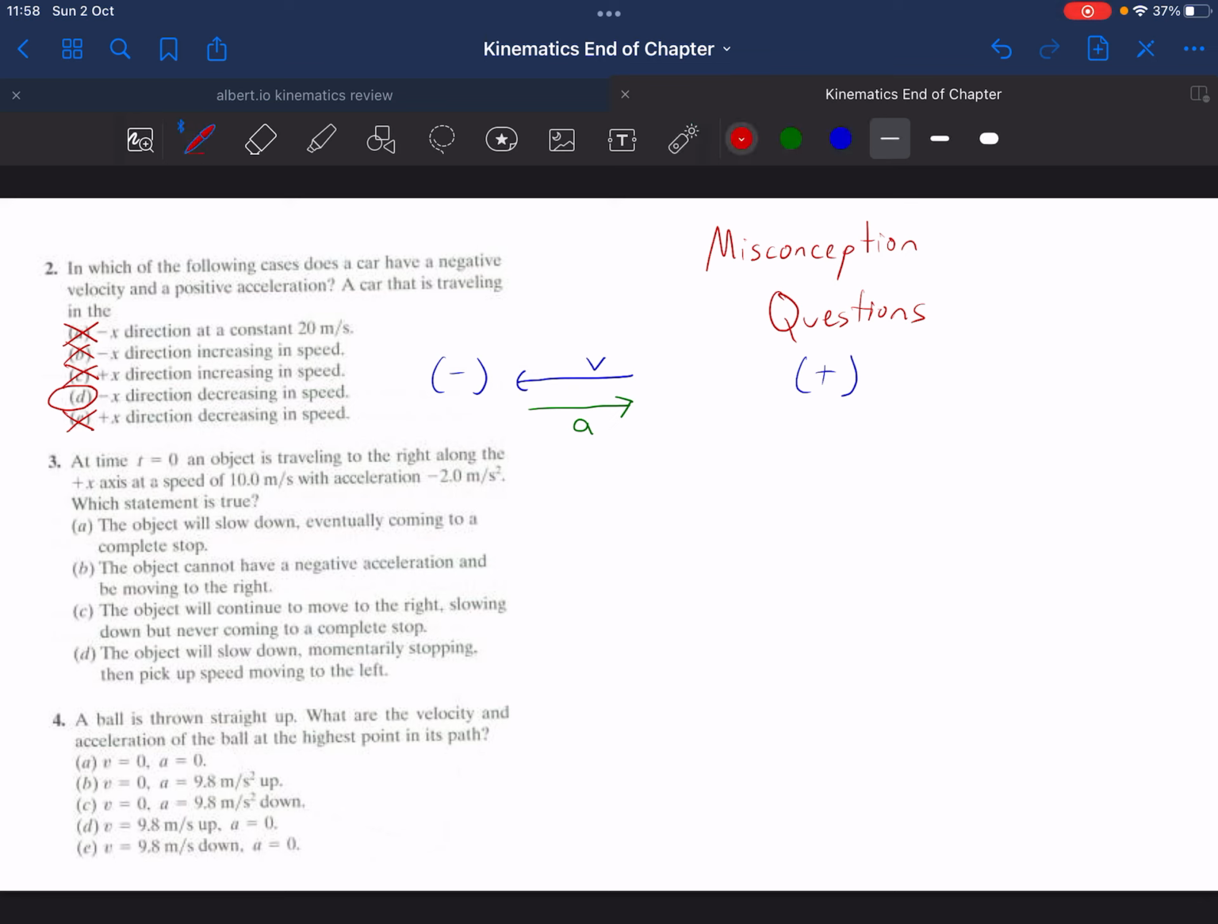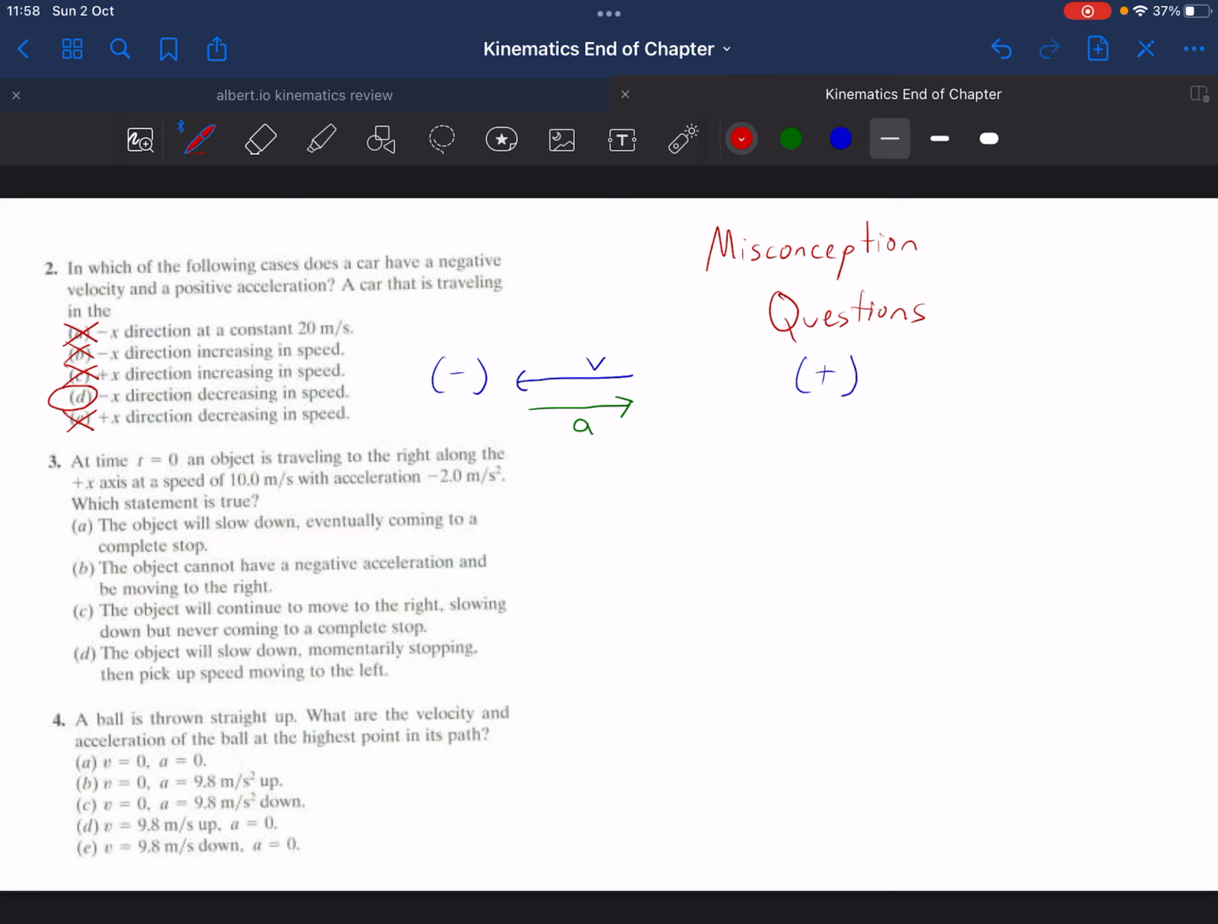Okay, number 3. At time t equals 0, an object is traveling to the right along the positive x-axis at a speed of 10 meters per second with an acceleration of negative 2 meters per second squared. Which statement is true? Well, I'm going to draw a little picture here.